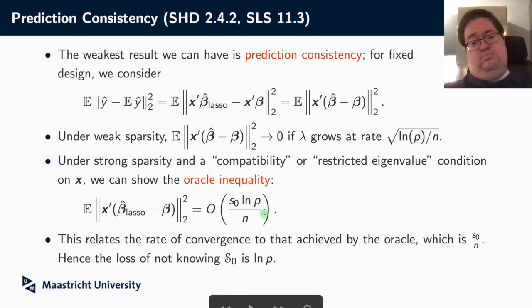So that means that we hardly lose anything towards the oracle. Right? And that's where the name oracle inequality comes from. It tells us how much worse we do than the oracle.